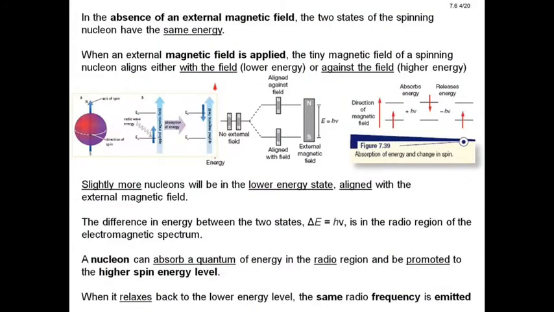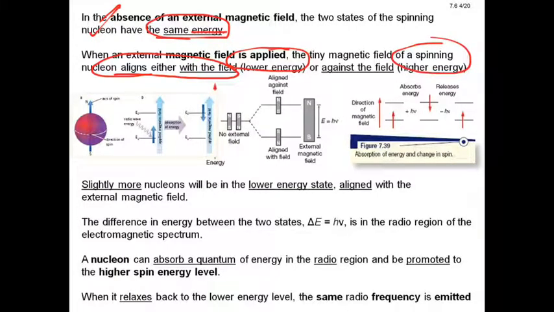Alright, now this slide, let's get into it. So, in the absence of an external magnetic field, the two states of spinning nucleons have the same energy. I just said that before in the previous screen. Now, when an external magnetic field is applied, the tiny magnetic field of a spinning nucleon aligns either with the field, which is what I was saying earlier, lower energy, or against the field, which is higher energy. So there's now a difference in the energy between the spin up and the spin down states. Are you getting me?